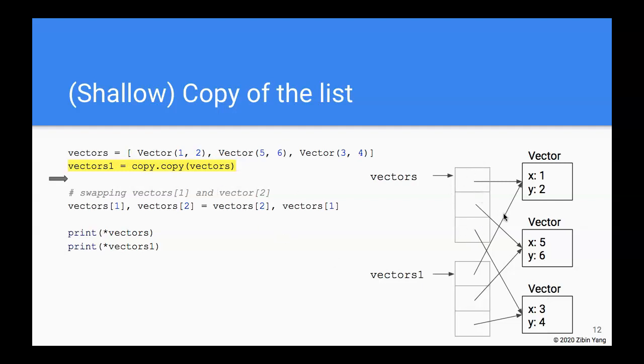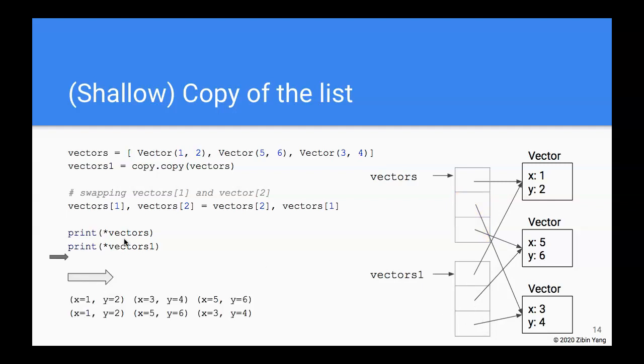It copies one level, but anything beyond that still points to the same instances. So when we do the swap here, we change what the elements in vectors point to, but that does not affect what the elements in vectors 1 point to. So that's why when we print out vectors and vectors 1, the order of the vectors in these two lists are now different.